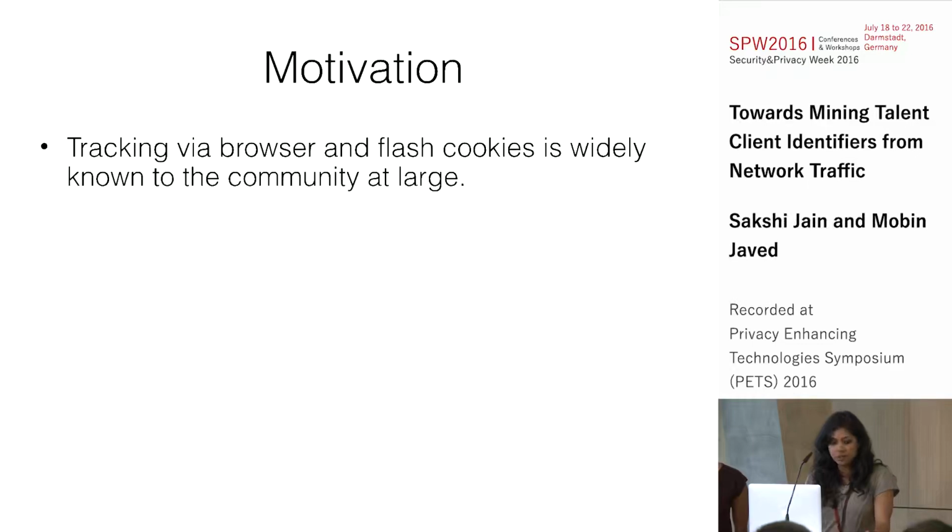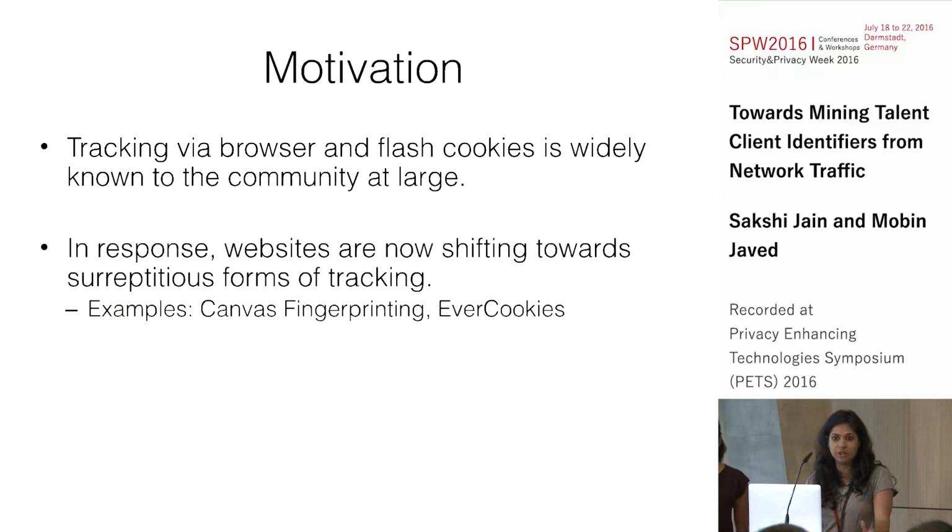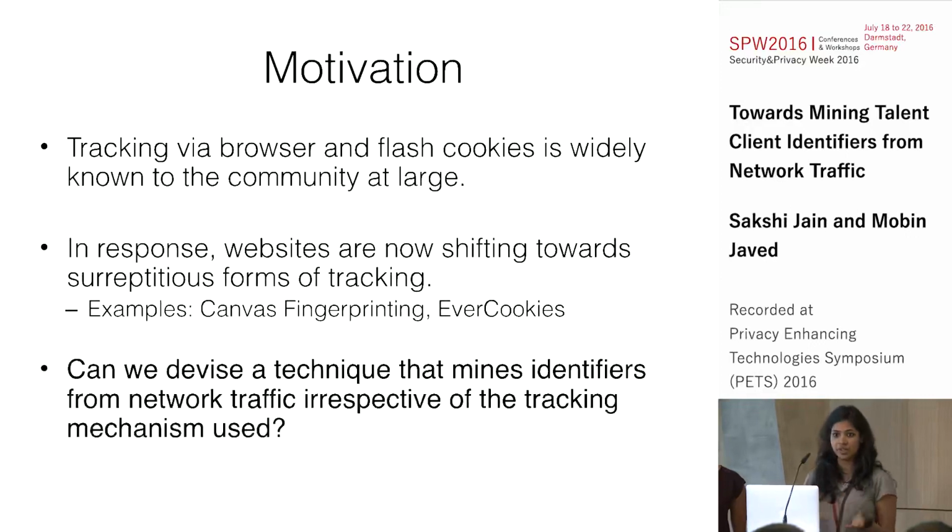So the question remains, today can we be confident of all the tracking information about our systems that is floating around on web? Is there any way of getting a holistic picture of this? And this is exactly the problem we are trying to tackle. We want to devise a technique which is irrespective of the tracking mechanism used and which can look at the network traces and identify tracking information here.